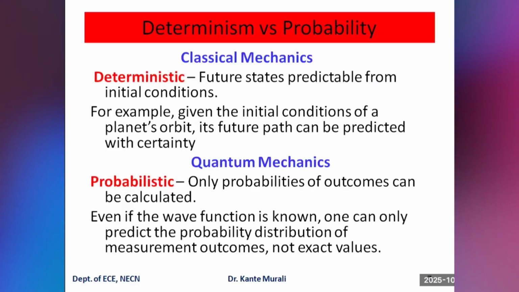Now let us compare classical mechanics with quantum mechanics in terms of determinism and probability. Classical mechanics is deterministic. For example, for a given system, if you know the initial conditions of a planet, its future path can be predicted with certainty. Whereas in quantum mechanics, only probabilities of outcomes can be calculated. For example, in radioactive decay, we cannot say when a single atom will decay, only the probability that it will decay within a certain time. That means even if you know the wave function, one can only predict the probability distribution of a measurement outcome, not exact values like in classical mechanics.